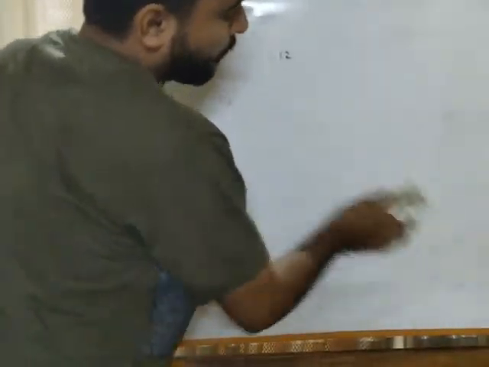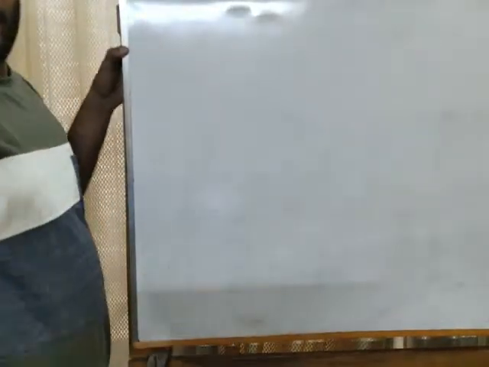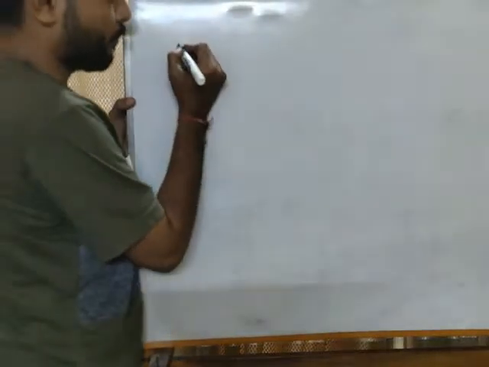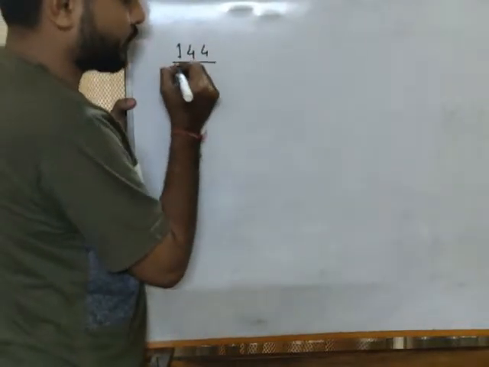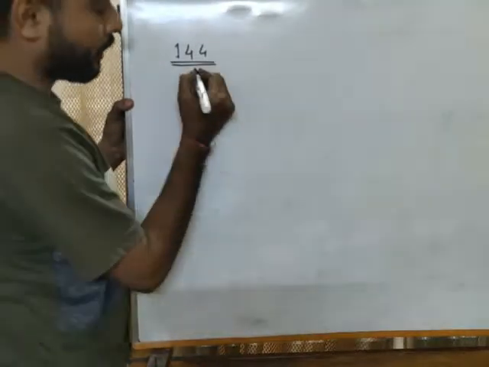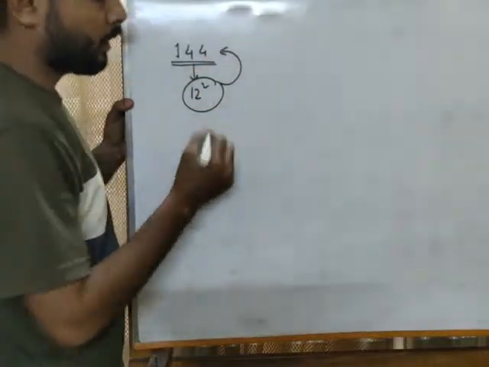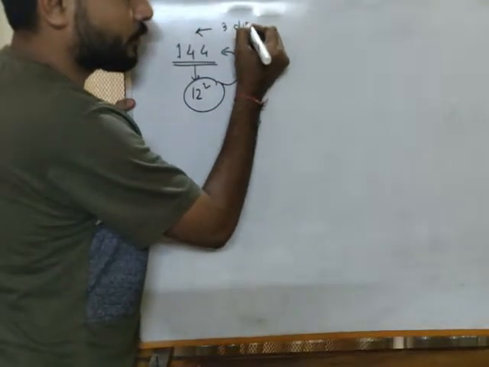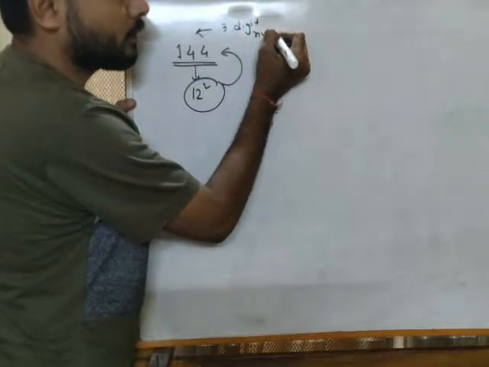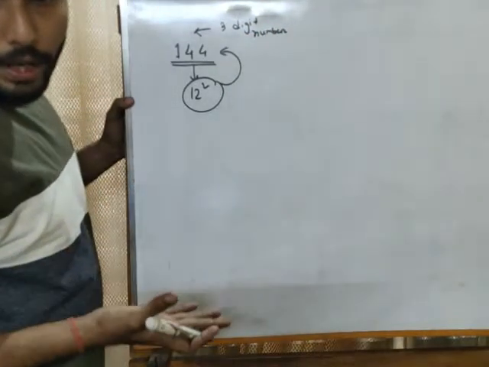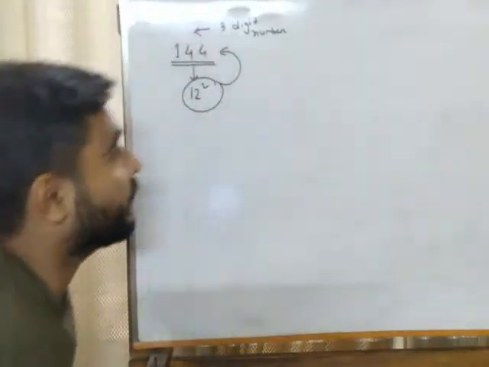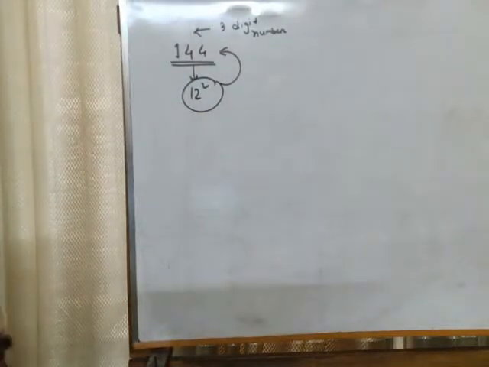So question number 1: a square number should always have an even number of digits. If it is so, 144 is a perfect square number. It is the square of 12. 12 squared gives 144. It is a 3 digit number. So if a square number has only an even number of digits, then 144 would never be a perfect square.